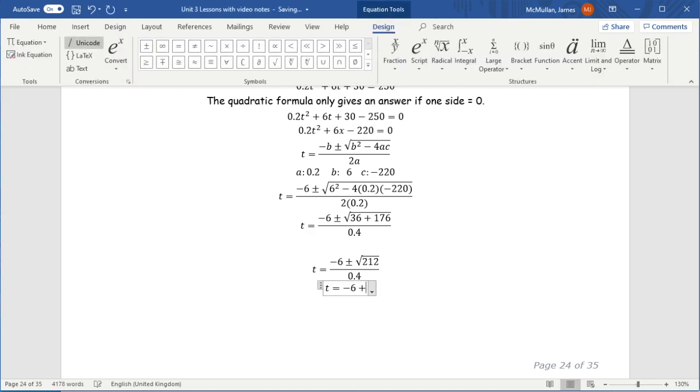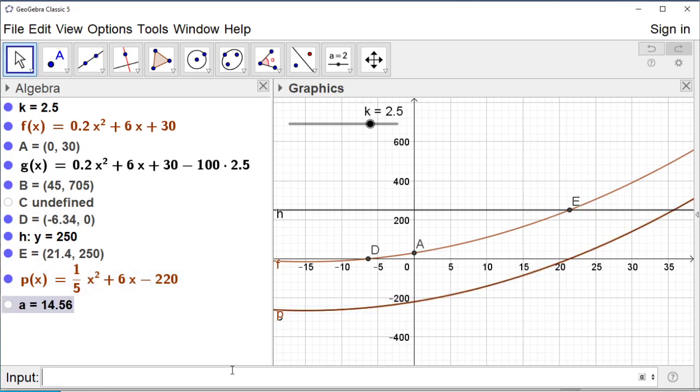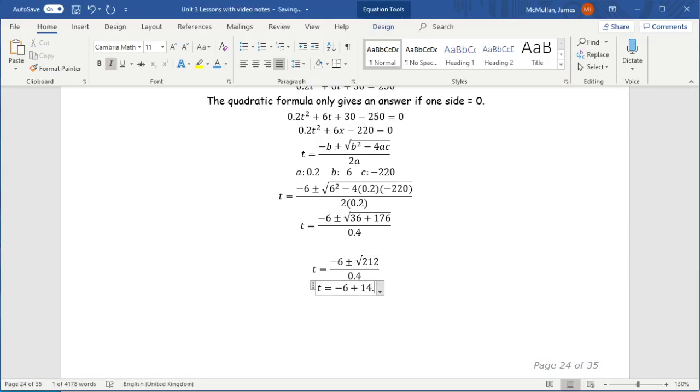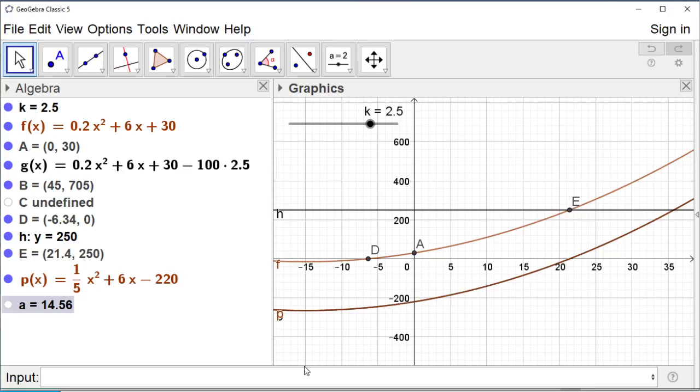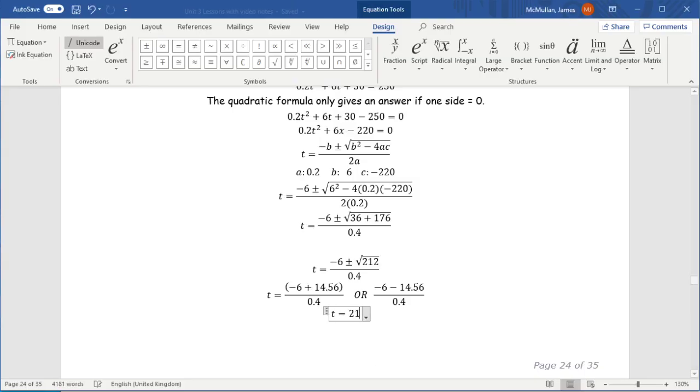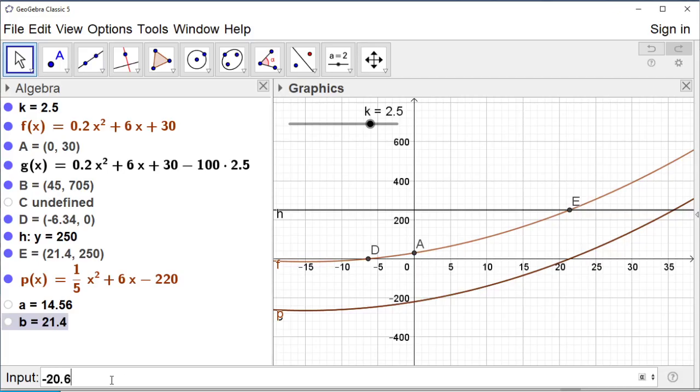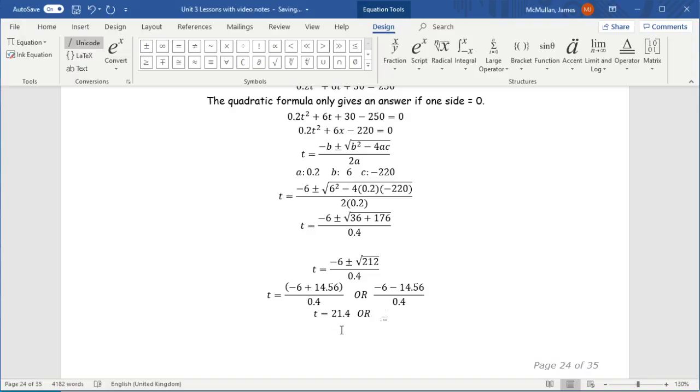So t equals negative 6 plus root, actually let's just find root 212, to make this a little easier. The square root of 212 is 14.56, so plus 14.56 divided by 0.4, or negative 6 minus 14.56 divided by 0.4. Let's find out these two answers. In the first case, we have 8.56 divided by 0.4, which is 21.4. Or, in the second case, we have negative 20.56 divided by 0.4, which is negative 51.4.